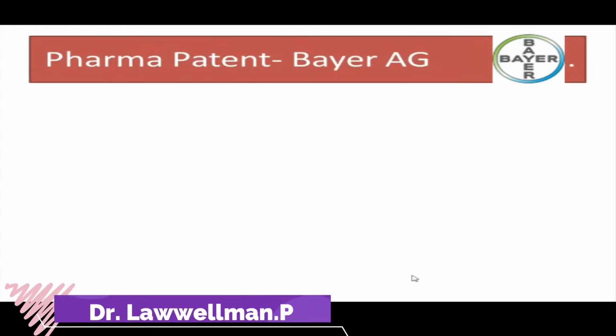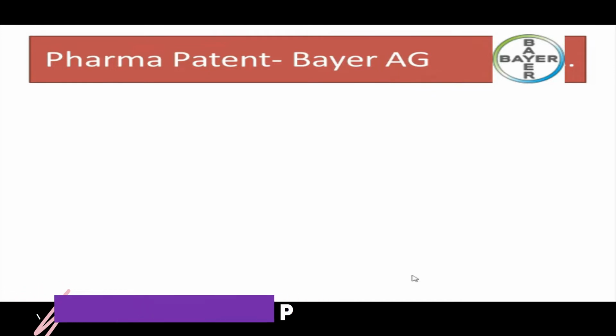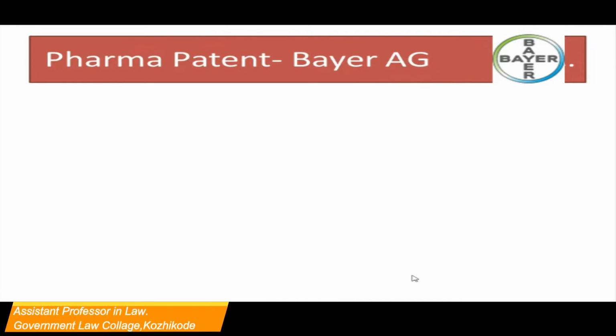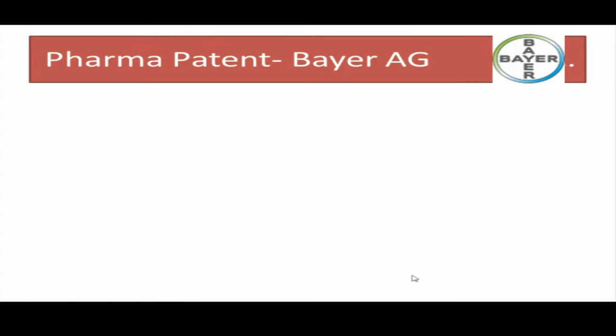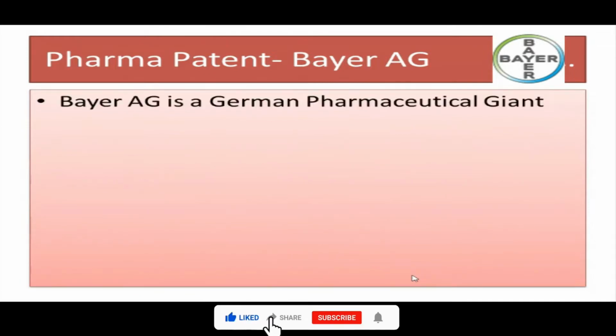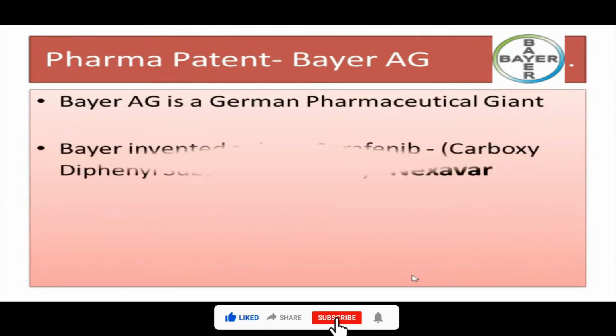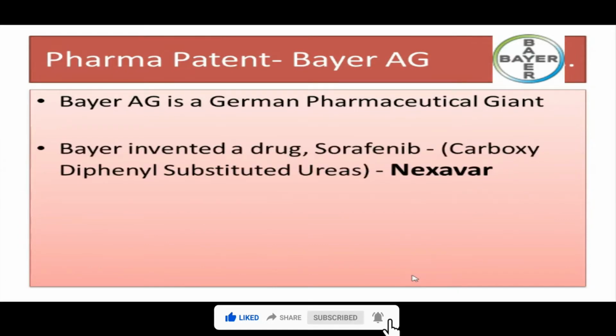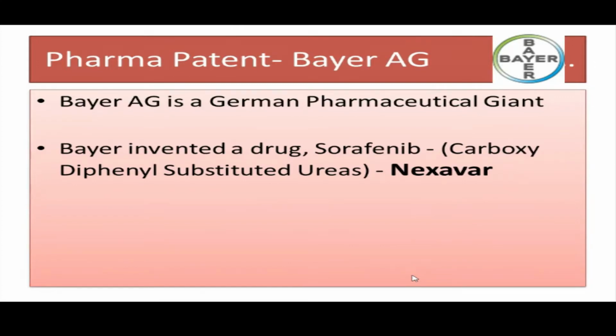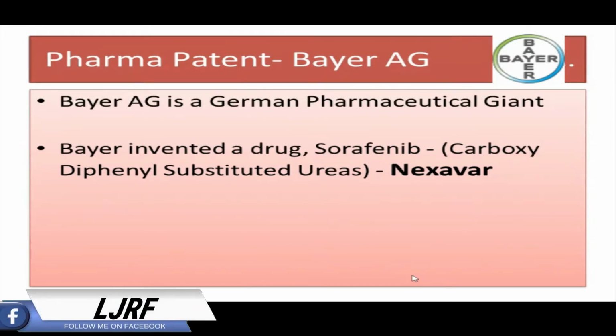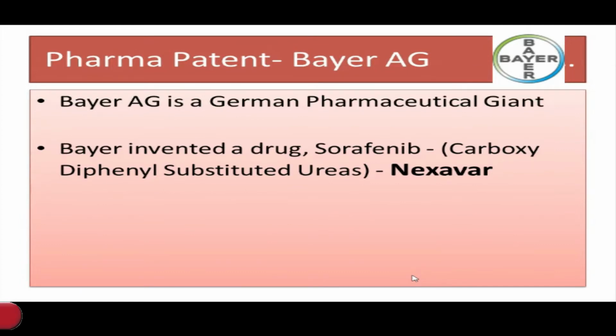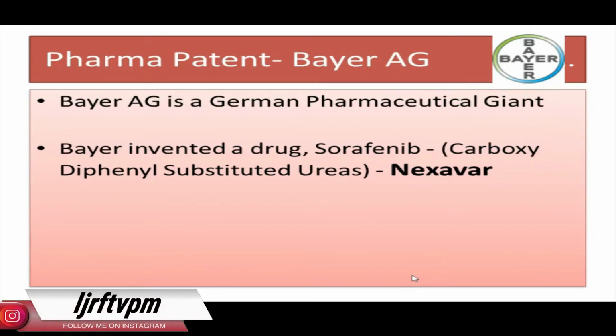So the pharma patent is held by a German pharmaceutical giant, a big multinational company called Bayer AG. And Bayer AG is a German pharmaceutical company, as I said already. And Bayer invented a drug, a medicine we can take it as, which is known as sorafenib. I'm sorry, I'm not so familiar with pharmaceutical terminologies. So it's science.